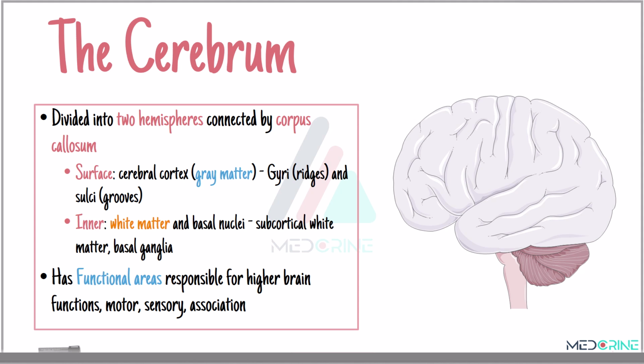Let's start with the cerebrum. The cerebrum is divided into two hemispheres which are connected by a large white matter tract called the corpus callosum. Its outer surface, known as the cerebral cortex, is composed of gray matter and is characterized by gyri and sulci. The gyri and the sulci increase the surface area for processing. Beneath the cortex lies white matter and deep structures, for example the basal nuclei. Functionally, the cerebrum is organized into motor, sensory, and association areas that govern voluntary action, perception, and integration of information.